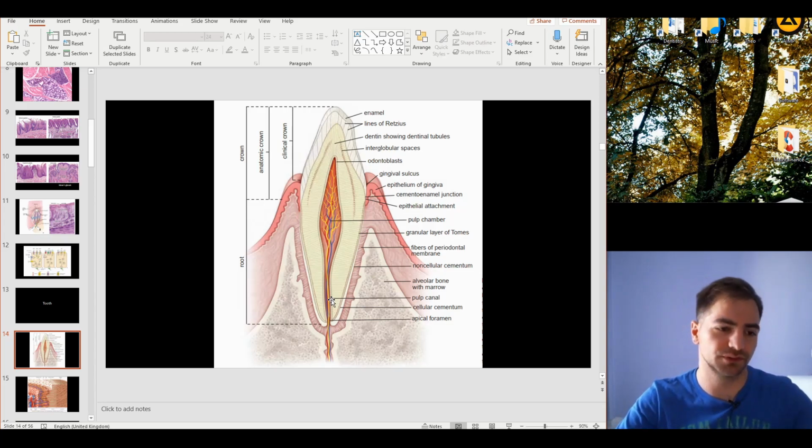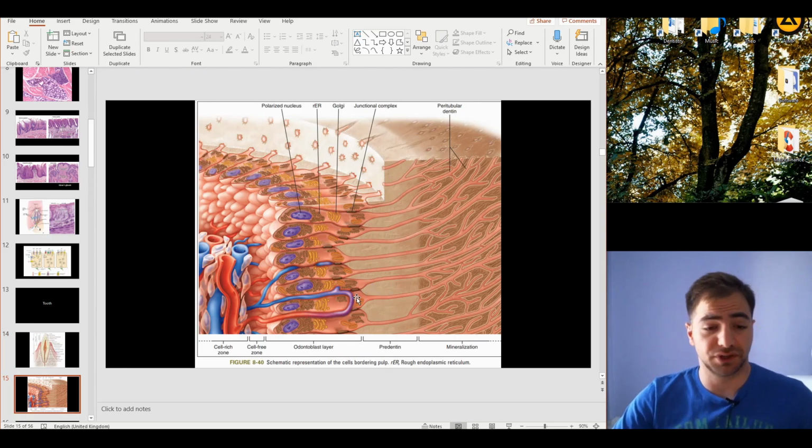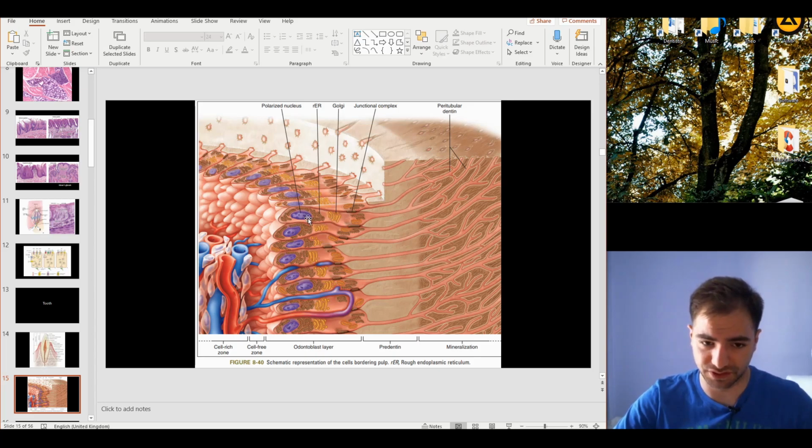Now, this is a very nice picture that actually visualizes and specifically illustrates the processes of the odontoblasts that extend from predentin to the very, very end of the dentinal tubules.